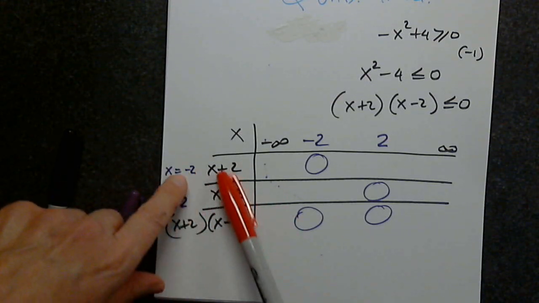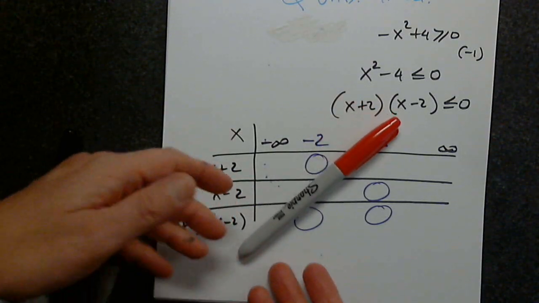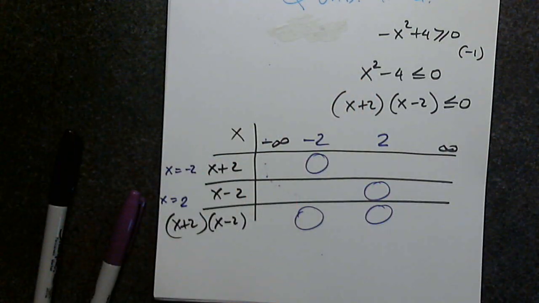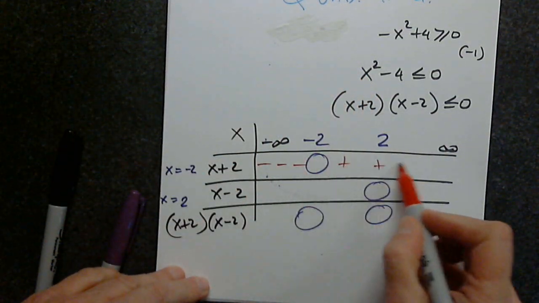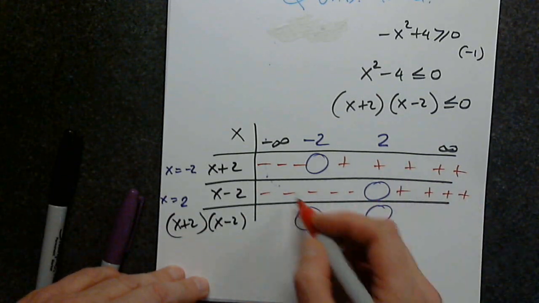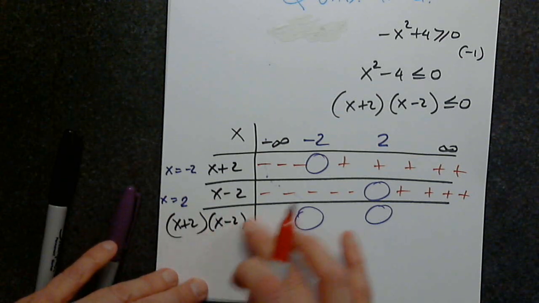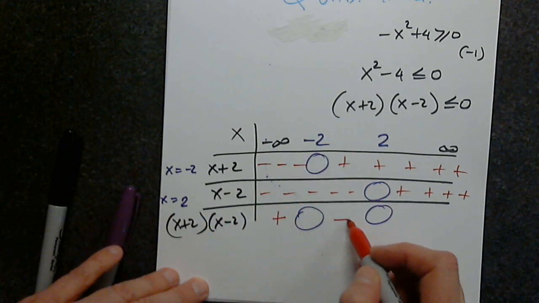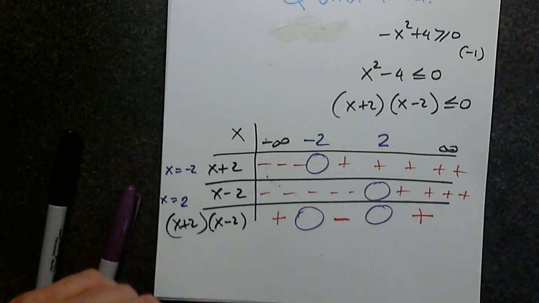But both these two have a positive slope. They come from negative and go to positive, which means negative and positive and negative and positive. When I multiply, because this is the product, when I multiply these two negatives, I get positive. When I multiply a positive and a negative, and when I multiply two positives.